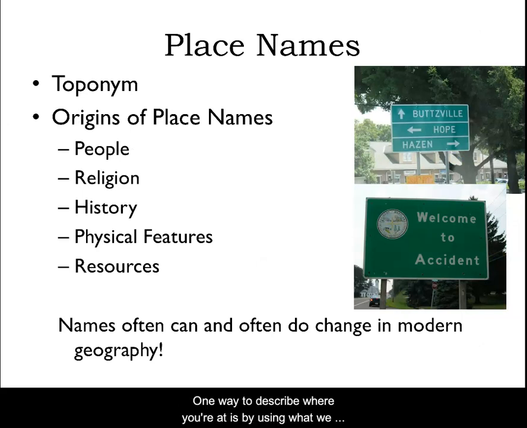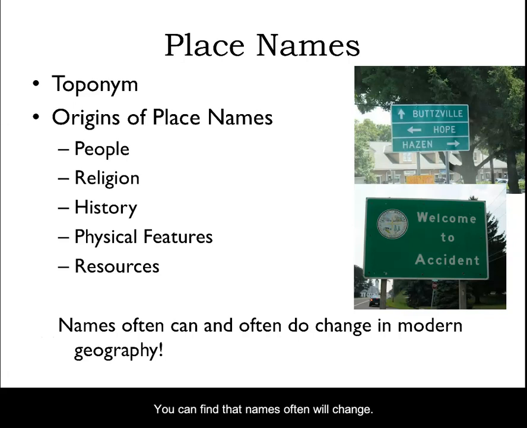So let's start with names of places. One way to describe where you're at is using what we call a toponym, which just simply is the name of a place, the fancy word for what the place is called. So sometimes the places are named after people, or it could have some religious connection, could be a historical event that occurred there, it could be something about the physical features or resources. So think of Apple Valley, probably named after a physical feature, right? Or Golden Valley, perhaps that has to do with a resource.